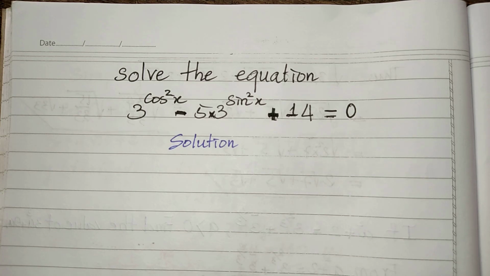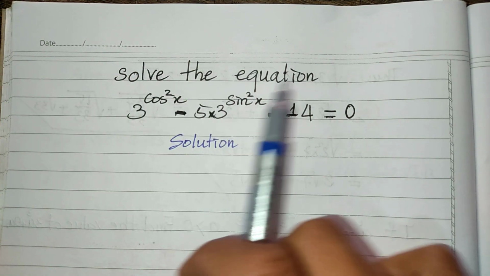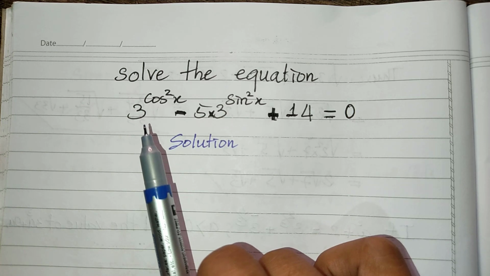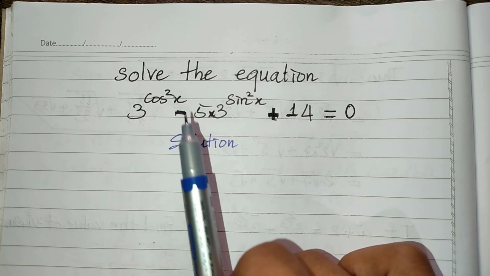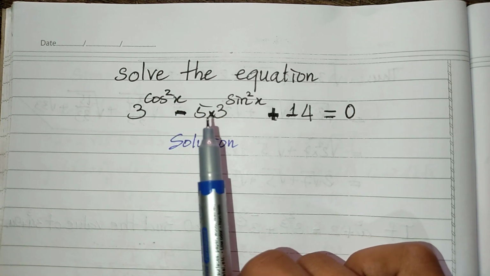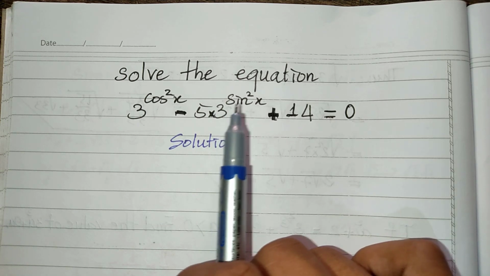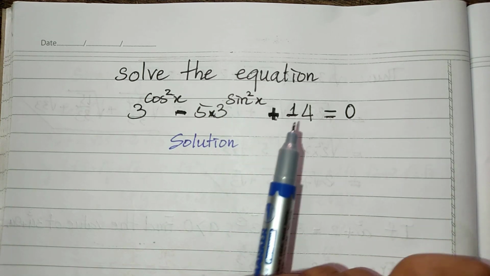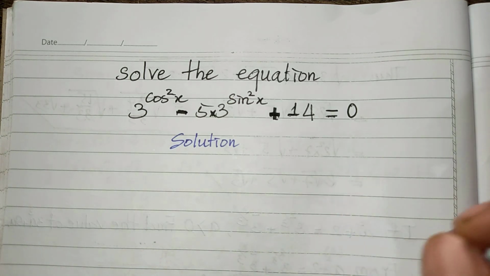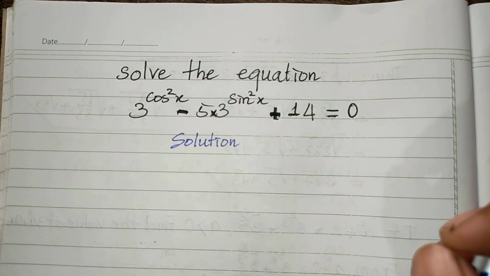Today I have one exercise. Solve this equation: 3 to the power cosine squared of x minus 5 multiplied by 3 to the power sine squared of x plus 14 equals 0. Do you know how to solve this? If you know, please do it.